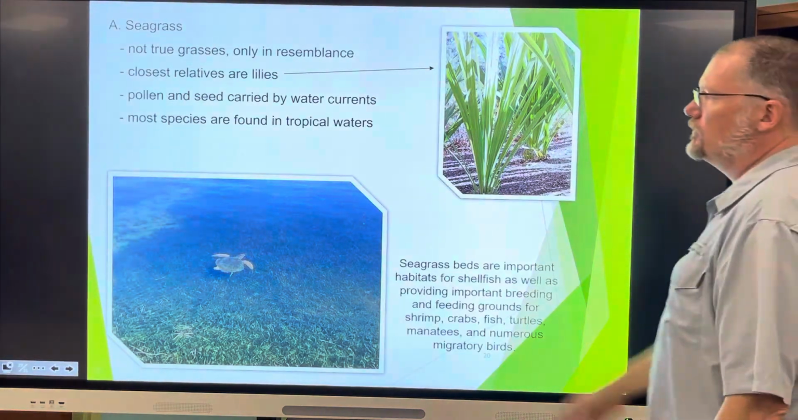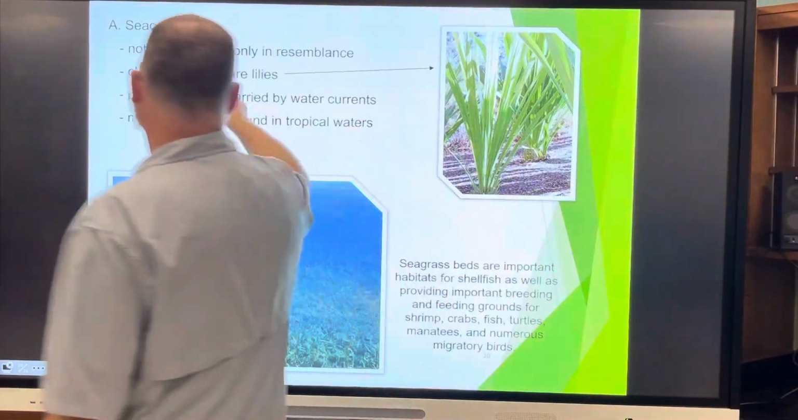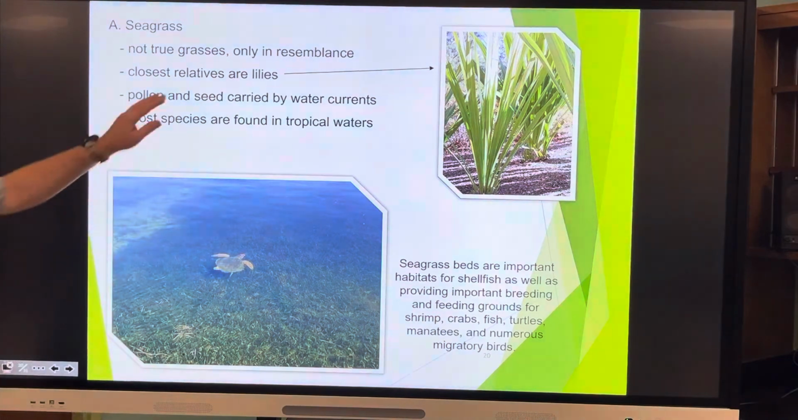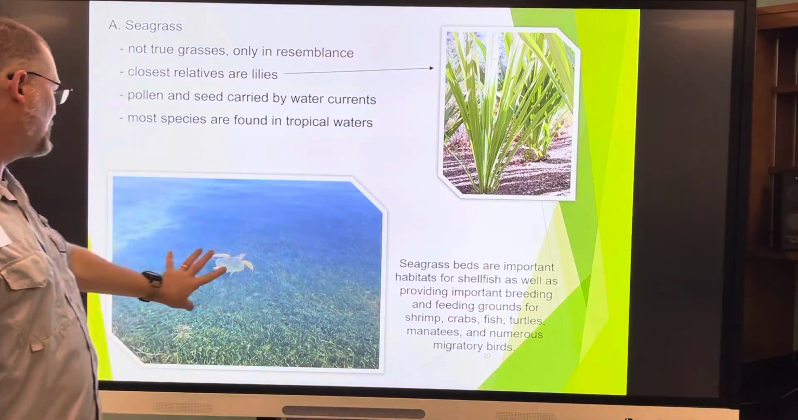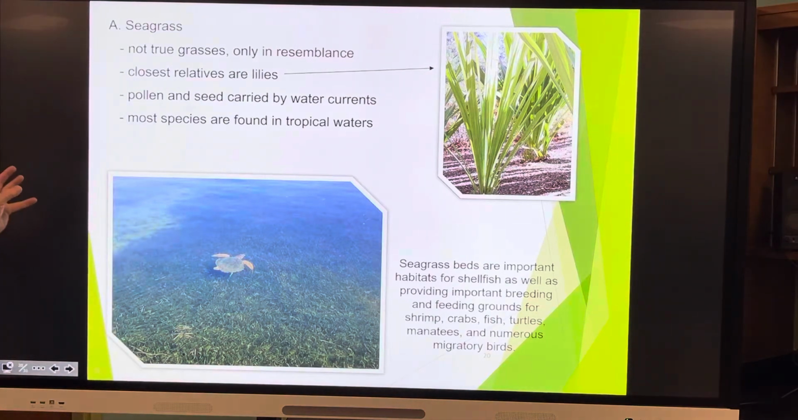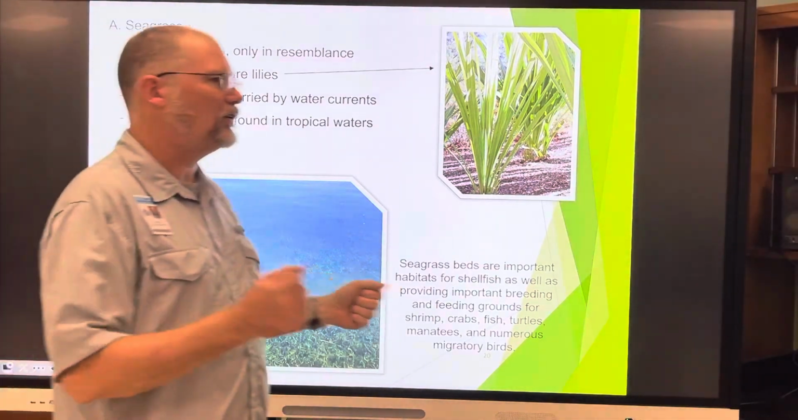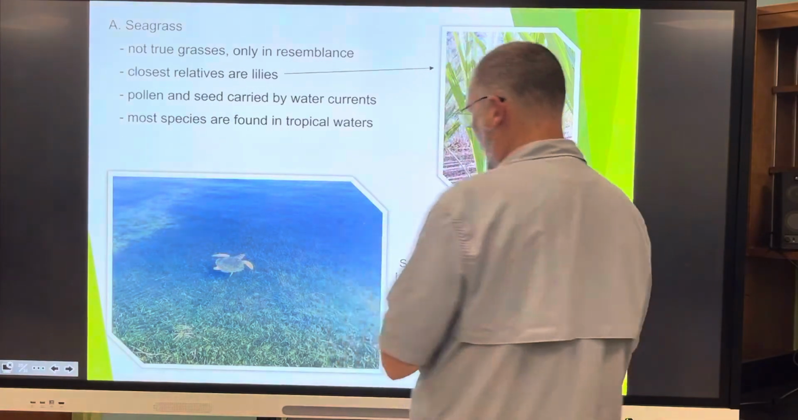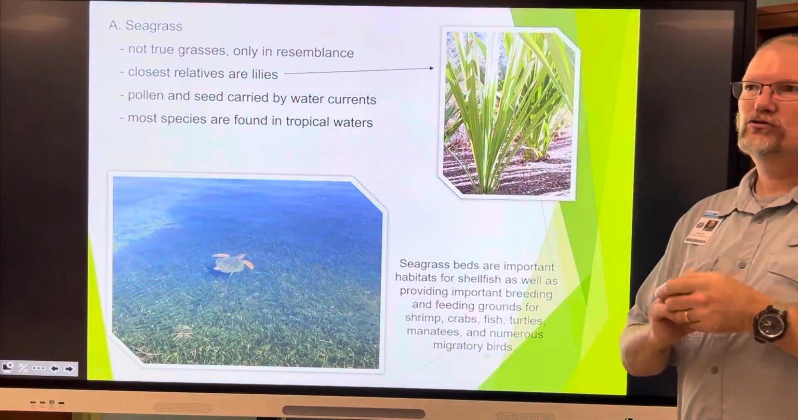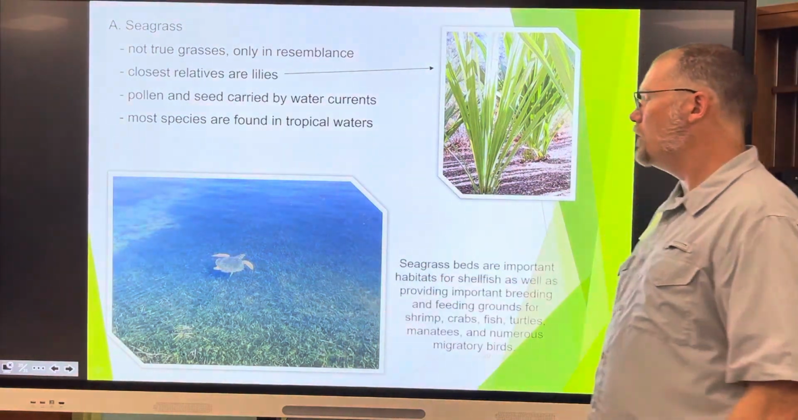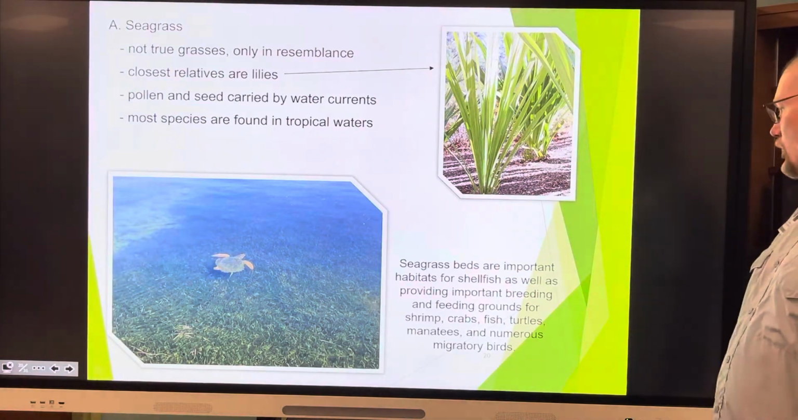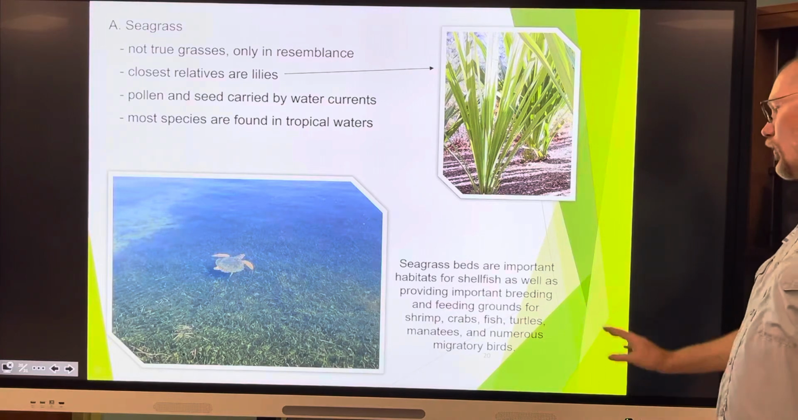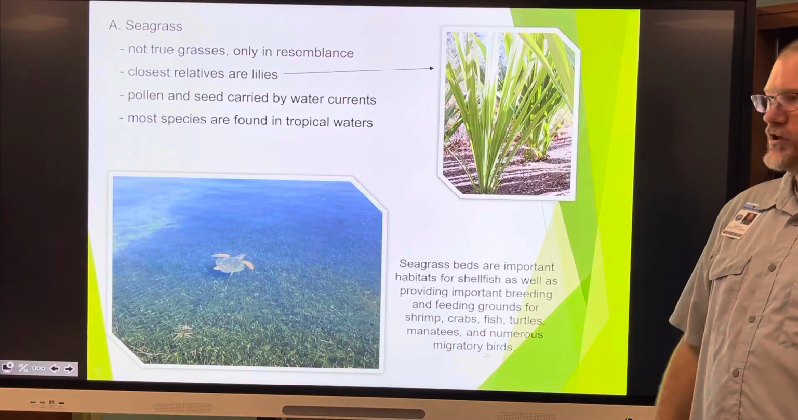So seagrass, they're not true grasses. They only resemble them. Their closest relatives are actually lilies. These are lilies. These are not seagrasses, but here's some seagrasses. Turtles love the seagrass. Manatees love the seagrass. They feed on them. One of them is actually called turtle grass, which we'll talk about. But seagrass beds are important habitats for shellfish, as well as breeding and feeding grounds for all kinds of creatures.